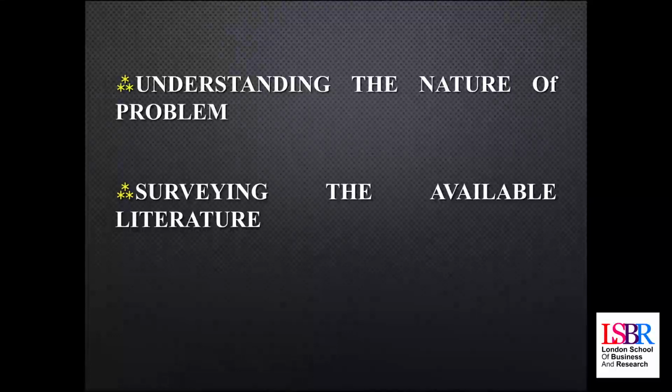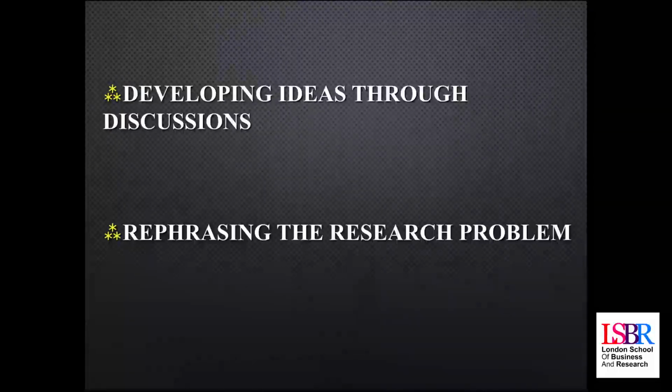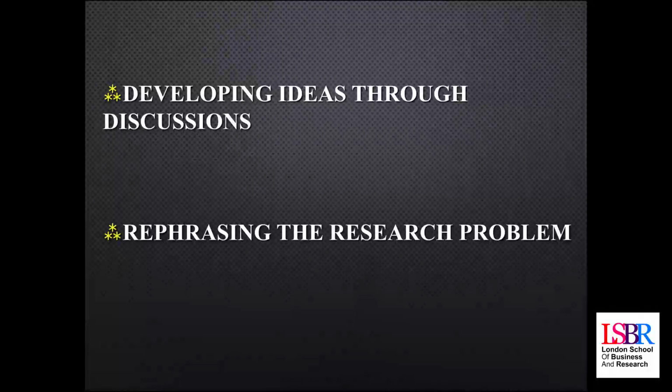And one way for you to be able to do that effectively is by surveying the available research. It's about carrying out a systematic literature review to understand what's actually happening. It's about developing ideas through discussions. So talk to people that are particularly knowledgeable or experts in that area and get their views. It's about rephrasing the research problem.